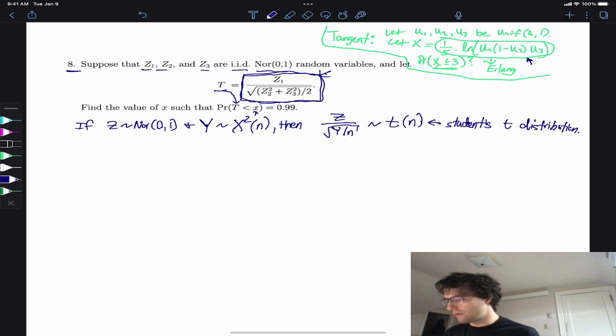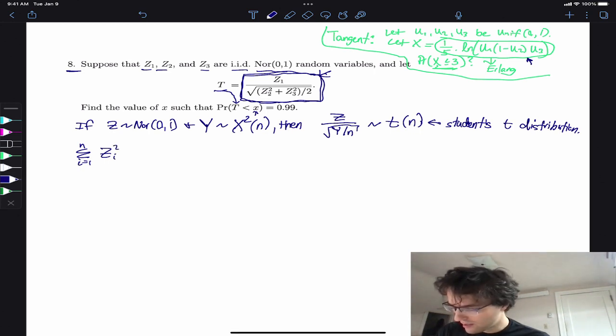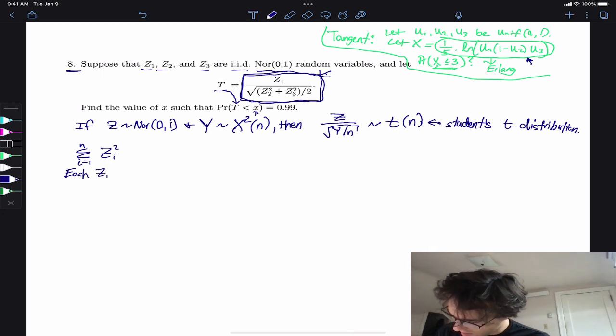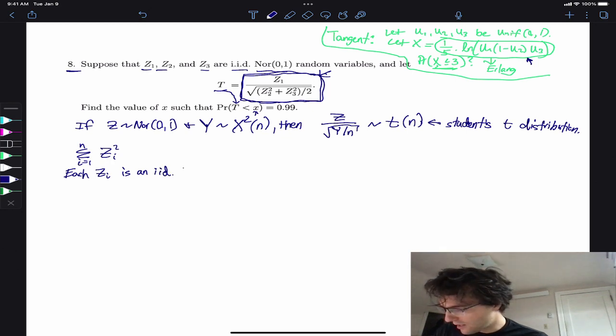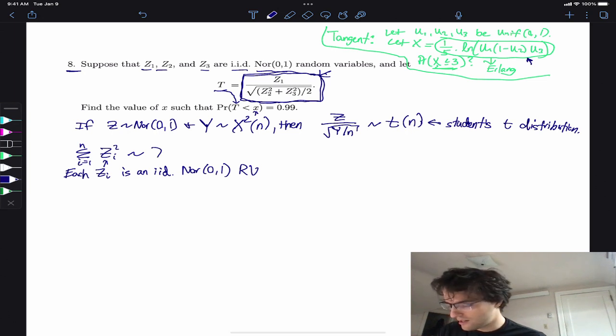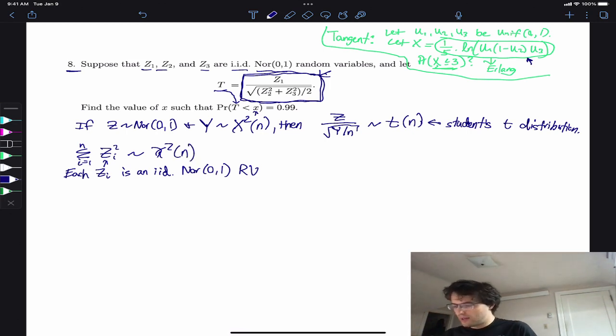So this is sort of a fact. And another relevant fact is that if you take the sum of n random variables, where each Z_i is an IID normal(0, 1) random variable, and we sum up n of these, the result is a chi-squared random variable with n degrees of freedom.